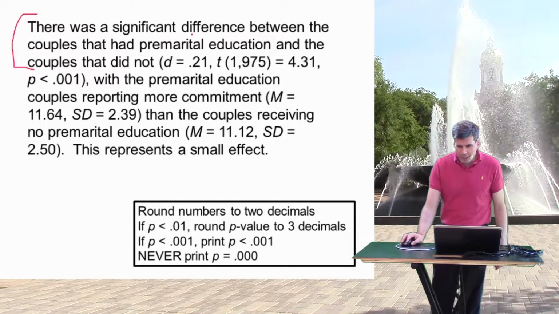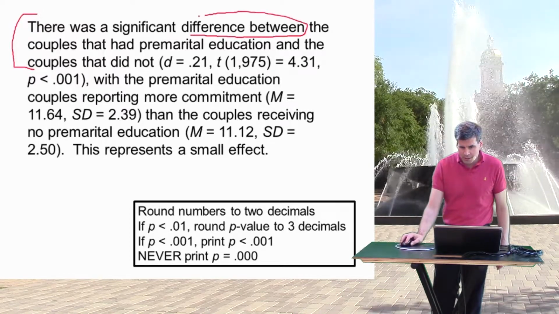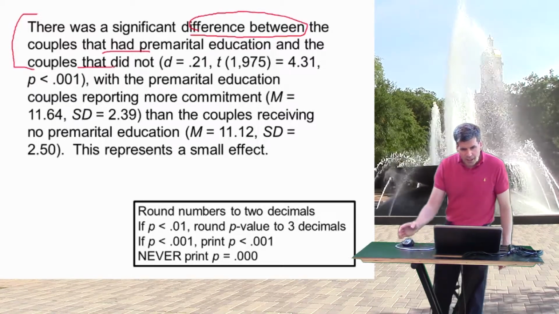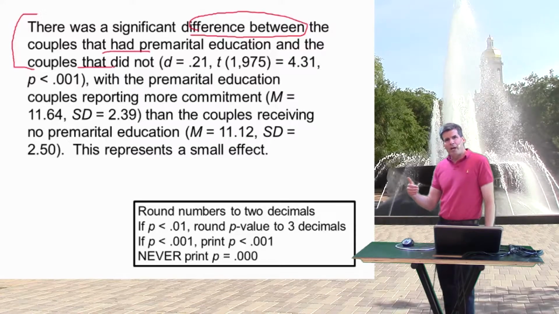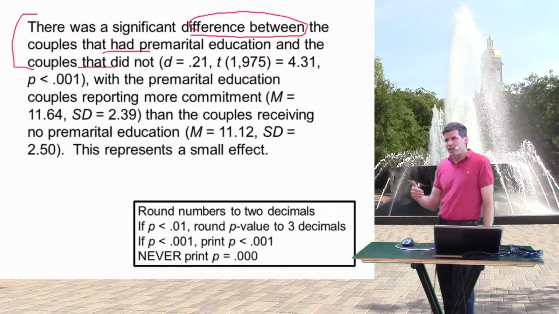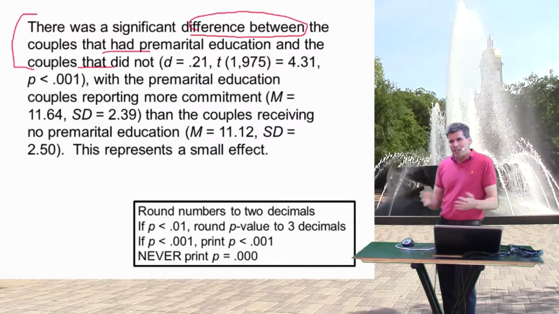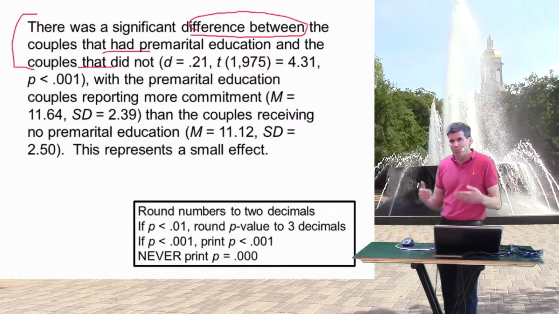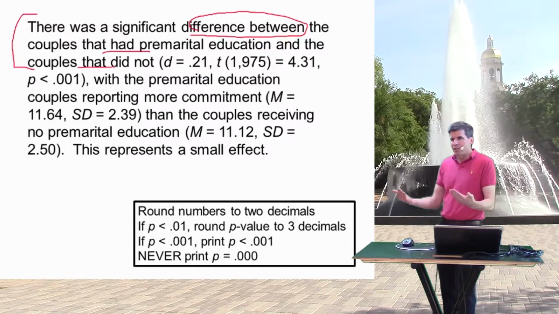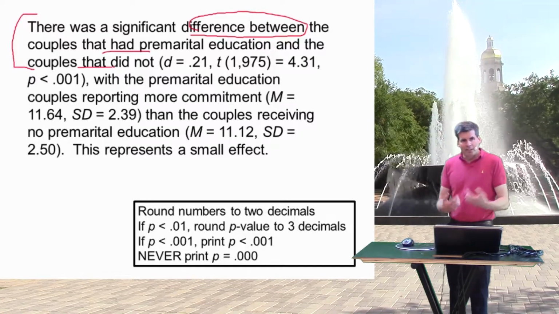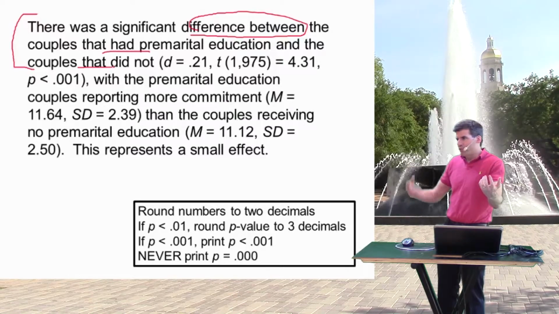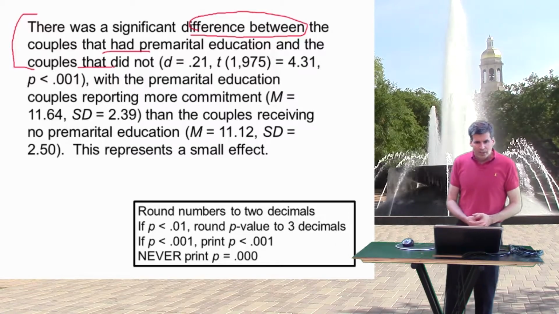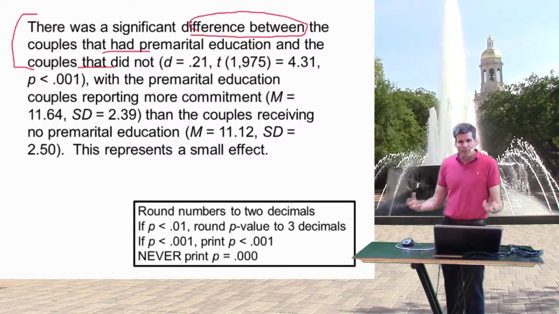There's a couple keywords here. I have a difference between. And then I describe my two groups, the couples that had education, the ones that did not. And those words, difference between, I don't know how you could say this and use different words than that. If you could think of a way, that might be fine, but I can't think of how that's possible. So I think pretty much you have to say difference between, because I want you to clarify, you're looking at a difference between two groups. Is this group different from that group? So this is a test looking for a difference between groups. So somewhere in that phrase, you have to say difference between.